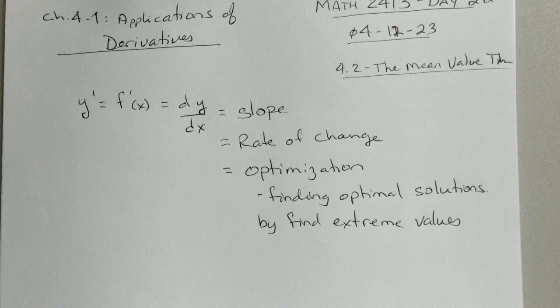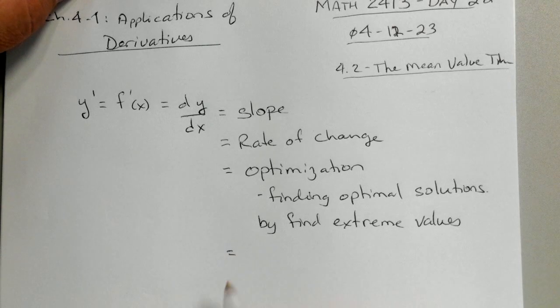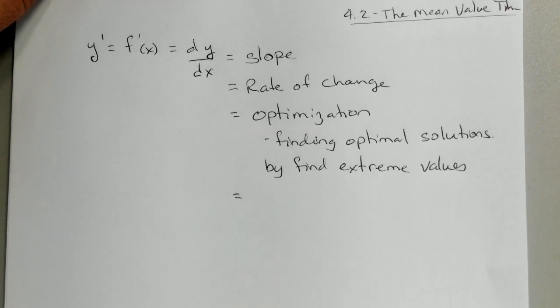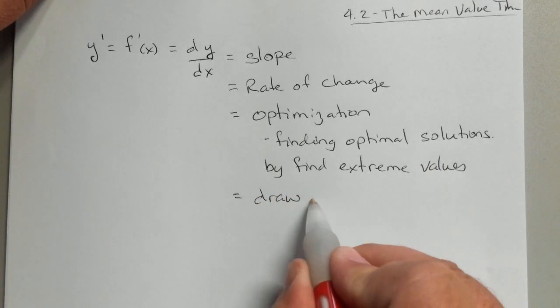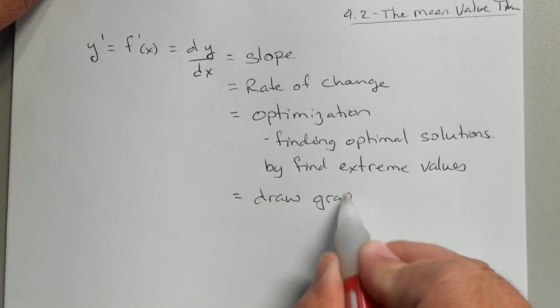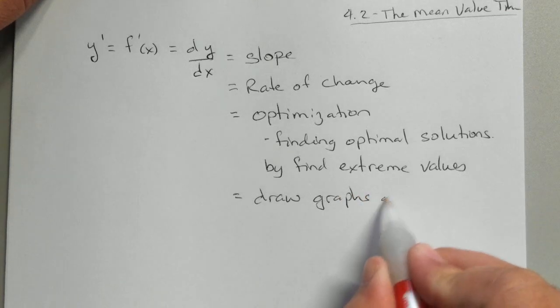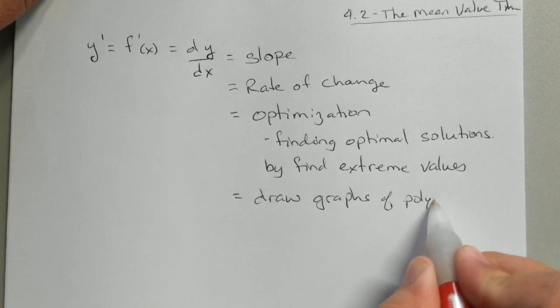So the first derivative, yes, we discussed, finds the slope, the rate of change. Now we're going to look at it from the point of something called optimization. Also from the first derivative, it helps us draw graphs of polynomial functions.